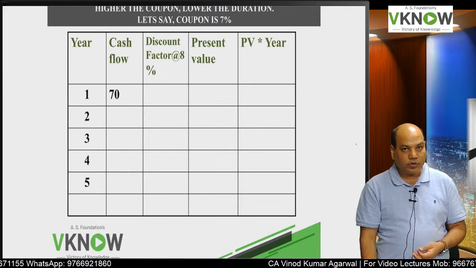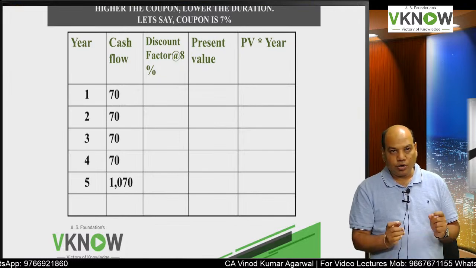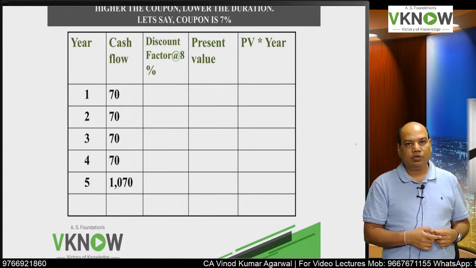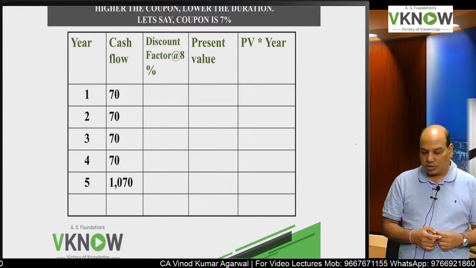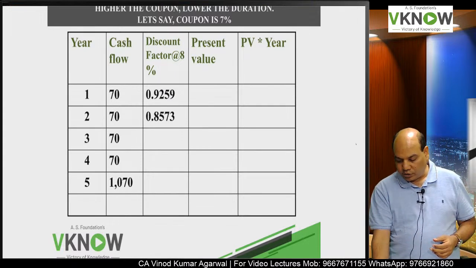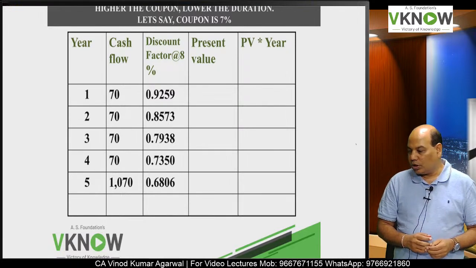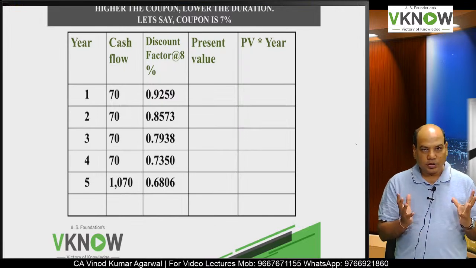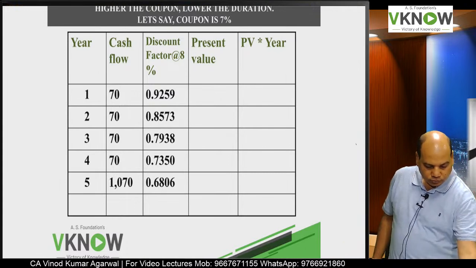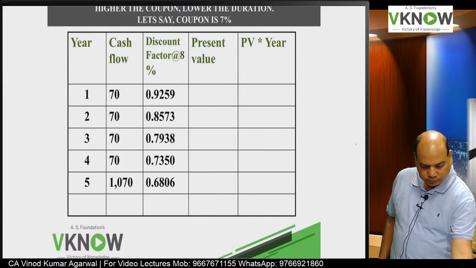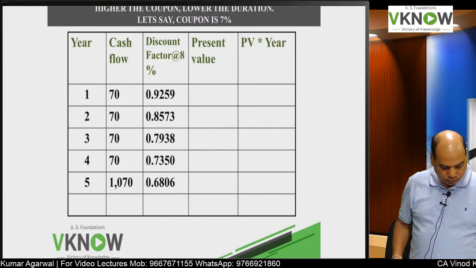Write down years 1, 2, 3, 4, 5. And the cash flow this time will be 7% of 1000, so 70 rupees for four years, and in the last year write 1070. Copy the factors from the previous question, don't waste time. Calculate the present value. Let us see who will give me the answer first. Come on, students. I am waiting for your answer.